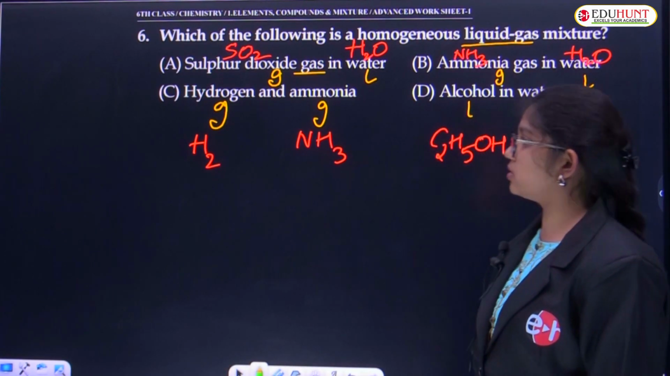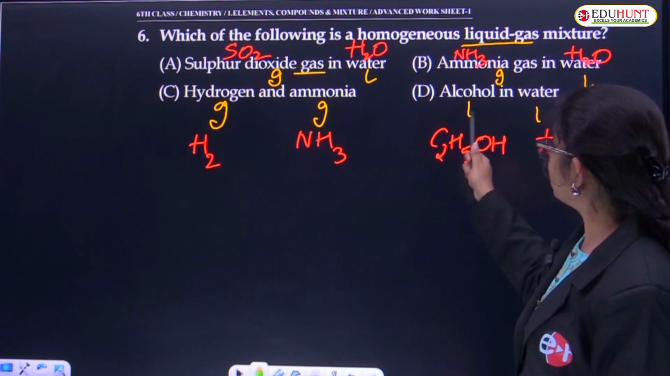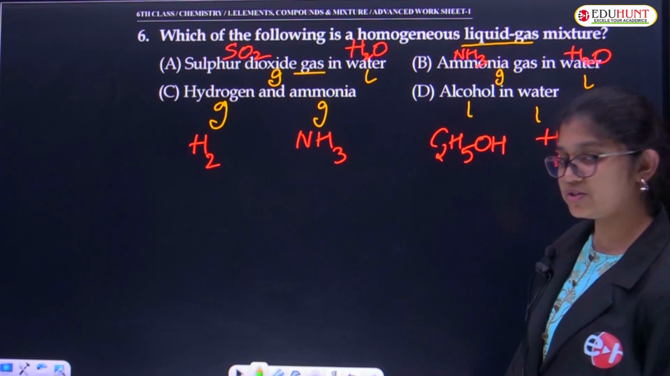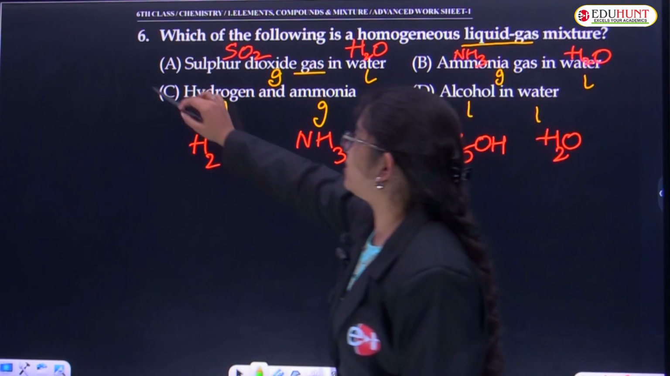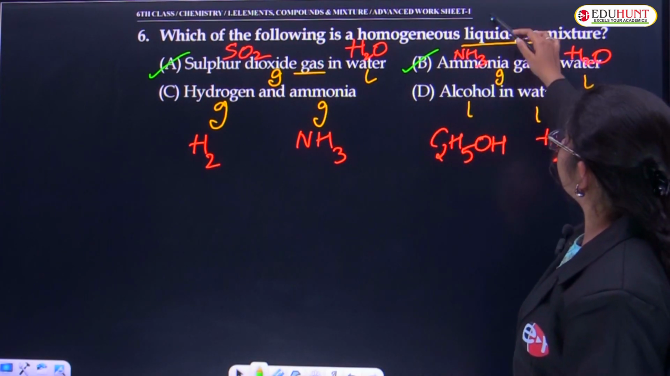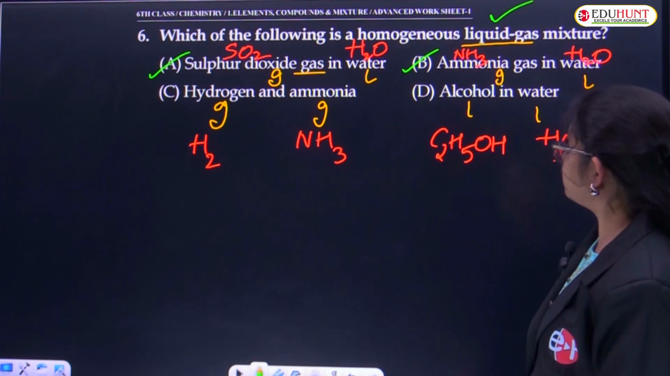So, coming to the question, it should be a liquid gas mixture. Coming with option C, gas and gas, eliminated. Option D, liquid and liquid, eliminated. So, what are the right options here? Yes, A and B are right options, because gas and liquid are there. The required liquid gas mixture is there in options A and B. Okay, good. So, next question.